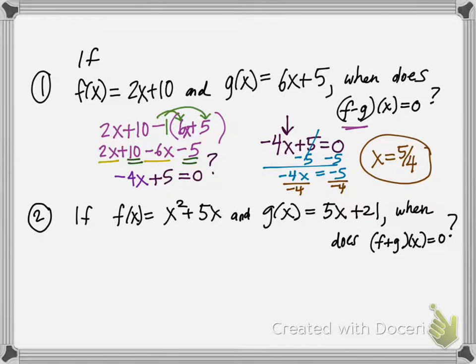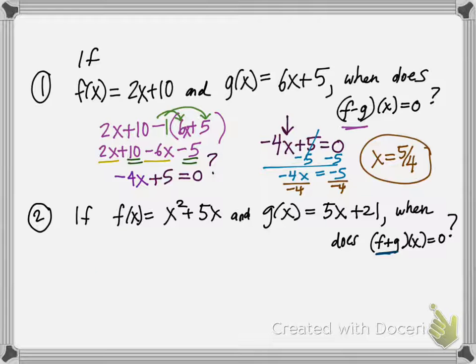For the second part here, we're given two functions again. You have f of x, which is x squared plus 5x, and then g of x, which is 5x plus 21. And we're asked to add them together and then figure out when it is equal to 0 once you add them together. So let's add them together first.